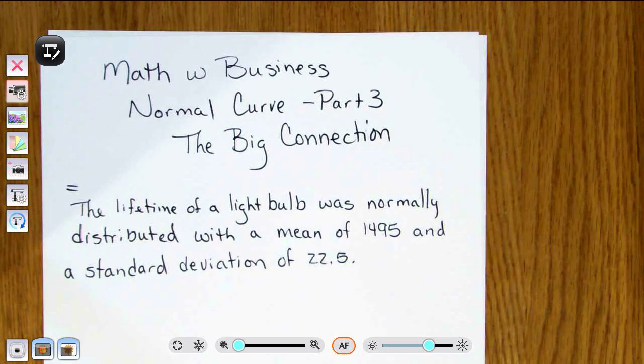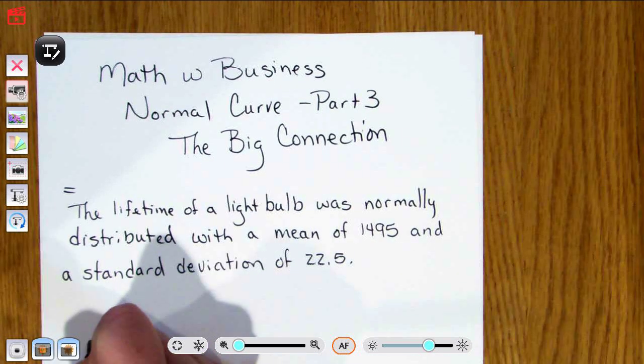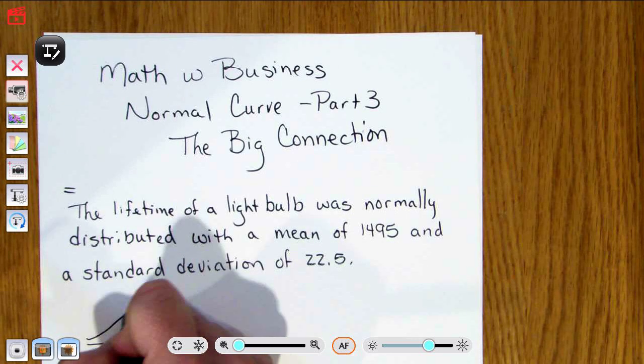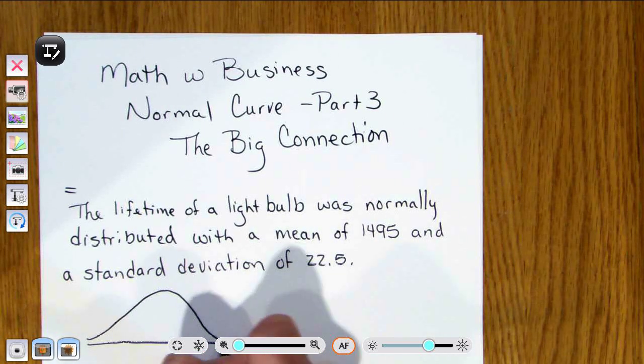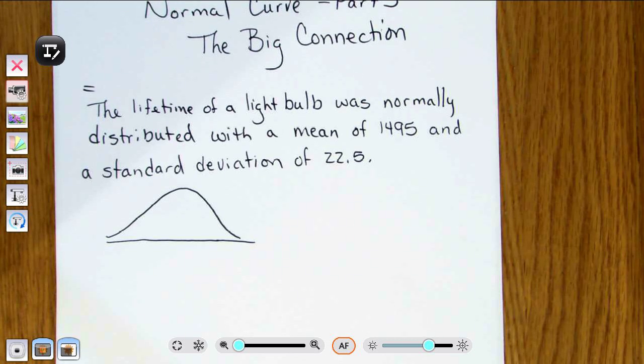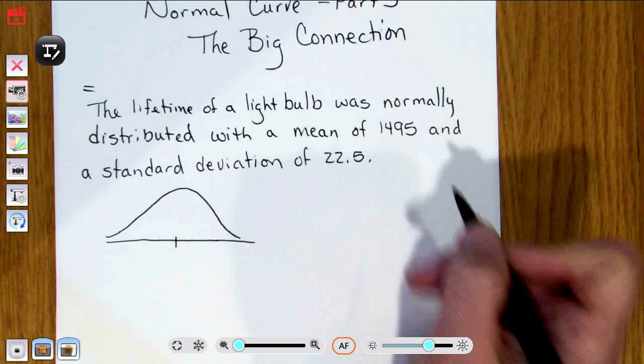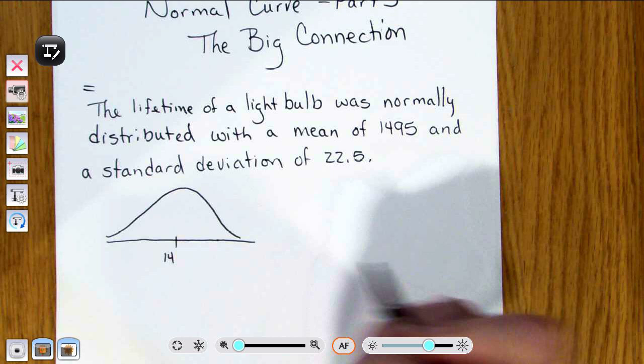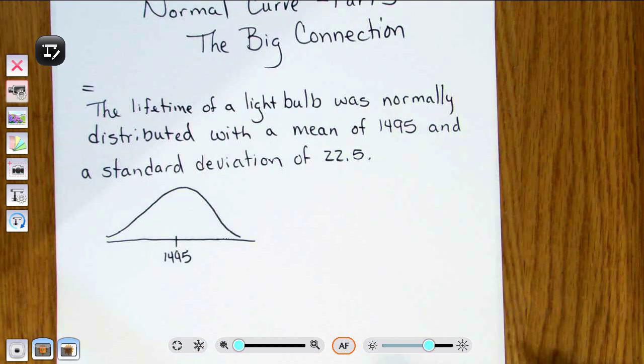When we were doing the empirical rule, we found that we had those magic numbers. I'm going to quickly put them back up here so we can remember what they were. Normally distributed means we can draw the bell curve, and we know that our mean, our median, and our mode are all found in the middle.